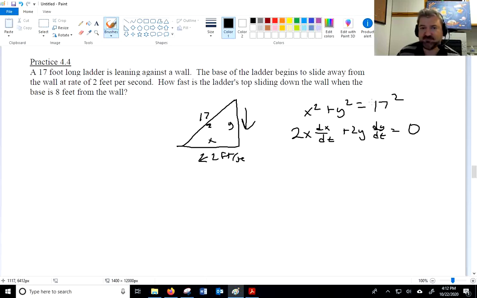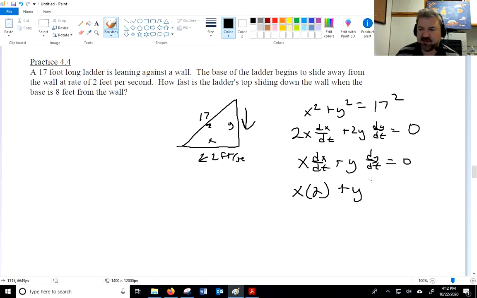But be careful. Never plug in changing amounts before you take the derivative. They might tell you when the ladder is 4 feet away. Don't plug that 4 in if that amount is changing over time until after you take the derivative. But I can plug the 17 in because it's constant. All right, I'm going to divide everything by 2 and get x dx/dt plus y dy/dt is equal to 0. I know that the base of the ladder begins to slide away from the wall at a rate of 2 feet per second. So what does that mean? Does that mean negative 2? Well, actually, it's positive 2 because x is increasing by 2 feet per second.